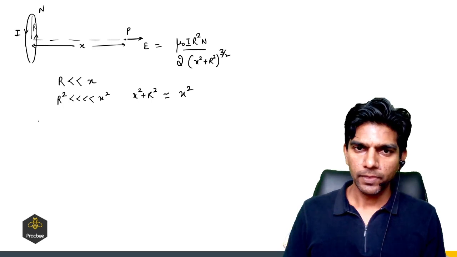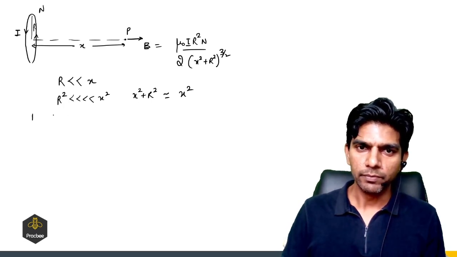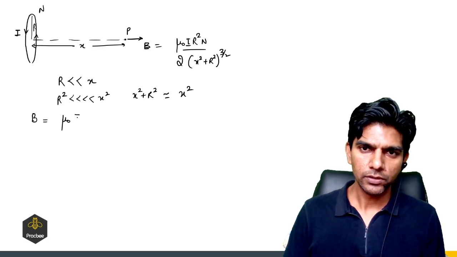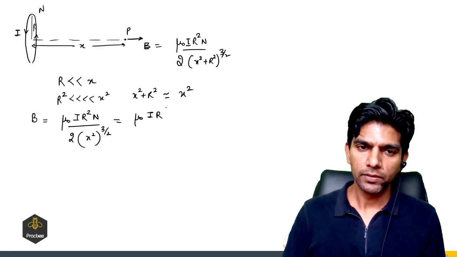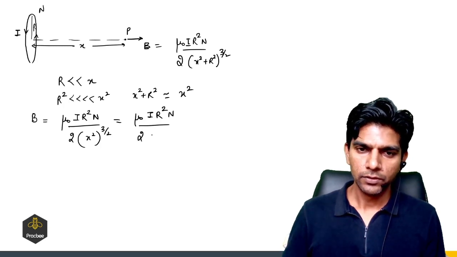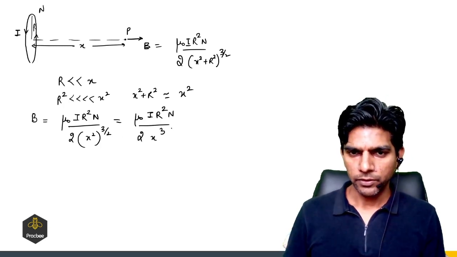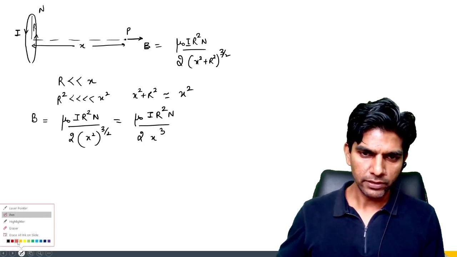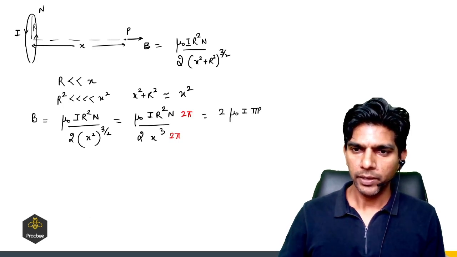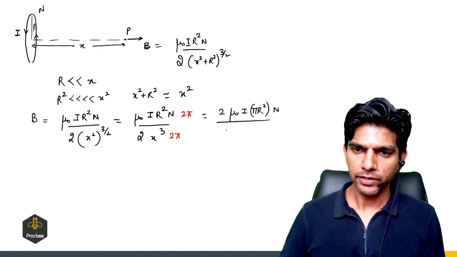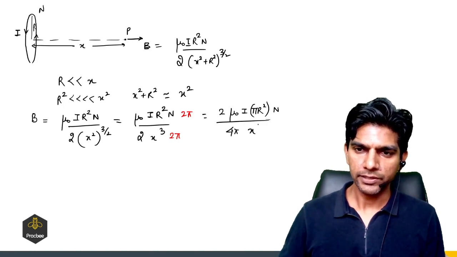right? I is the current. So, sorry, not electric field but magnetic field. So magnetic field will become mu naught I r square n divided by 2 x square raised to power 3 by 2, and this can be written as mu naught I r square n divided by 2 times x raised to power 3. If I further rearrange the terms, if I divide and multiply with 2 pi, then I will get 2 times mu naught I pi r square times n divided by 4 pi x cube.